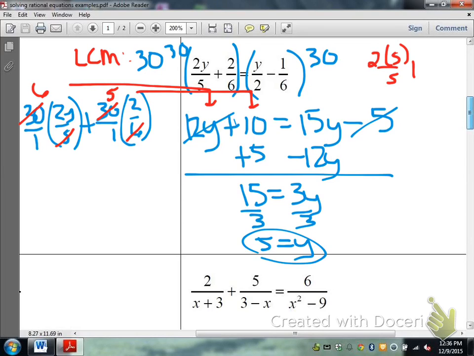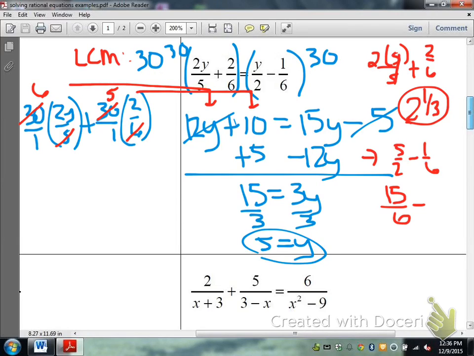2 times 5 over 5 plus 2 over 6. Guys, what's 2 times 5? 10. Divided by 5? 2. So do you guys agree that would really be 2 1/3 on this side? Sure. And then if we put it over here, 5 over 2 minus 1 over 6. If we're going to subtract 5 over 2 minus 1 over 6, what do we get? Would you guys agree this would be 15 over 6?